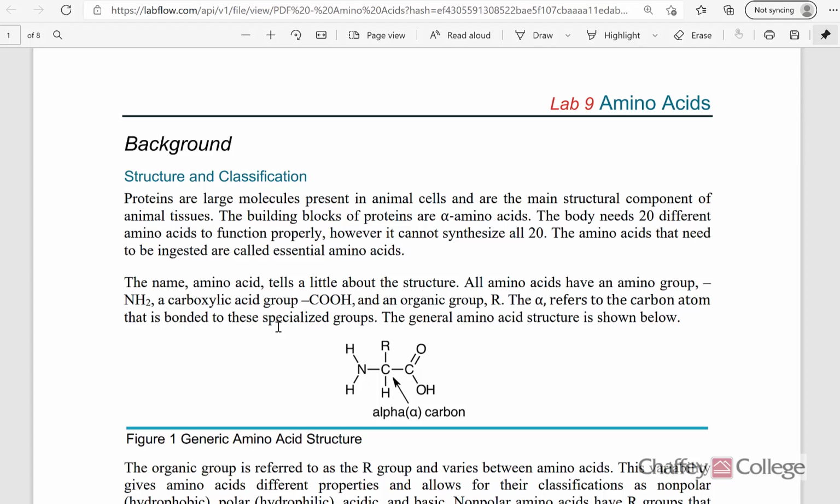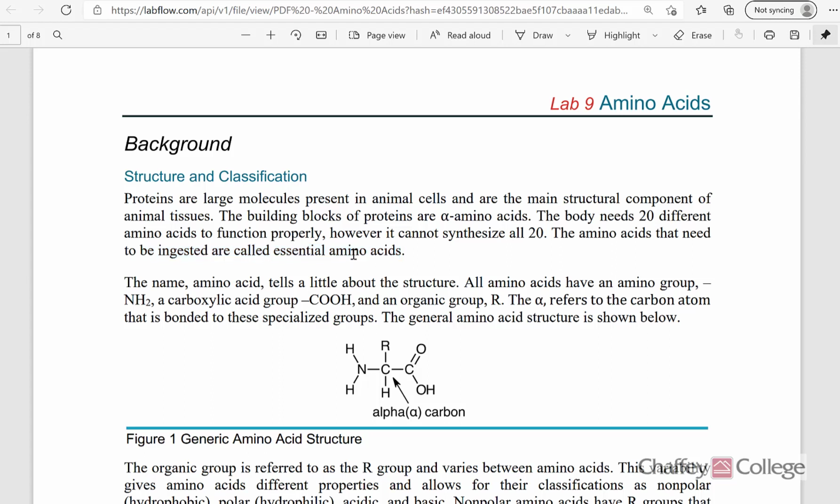So amino acids are the building blocks of proteins. In the human body, we need about 20 different amino acids to function properly. However, the body cannot synthesize all 20. So those amino acids that need to be ingested are called essential amino acids.